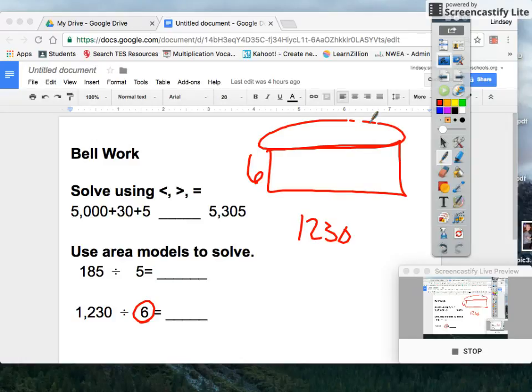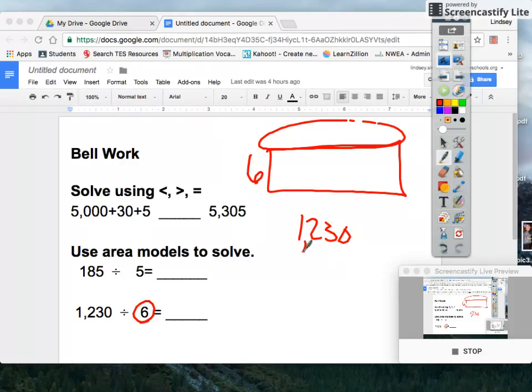So, here, because 1,230 is so large, we don't want to just work in multiples of 10. We want to work in multiples of 100. That would be much faster because we want to knock out as much of this as we can. And we can do multiples of 10, but we're going to work smarter, not harder.